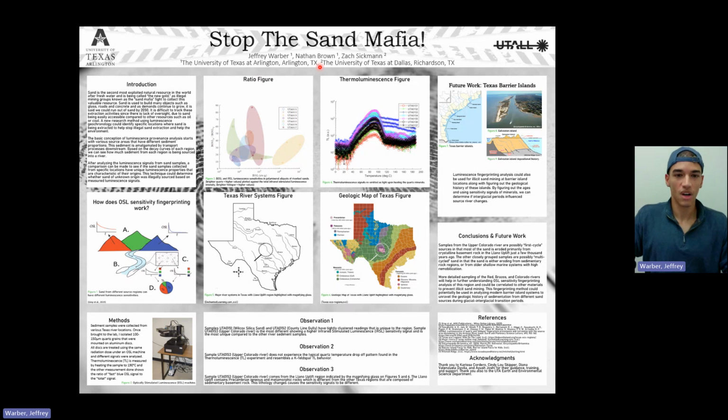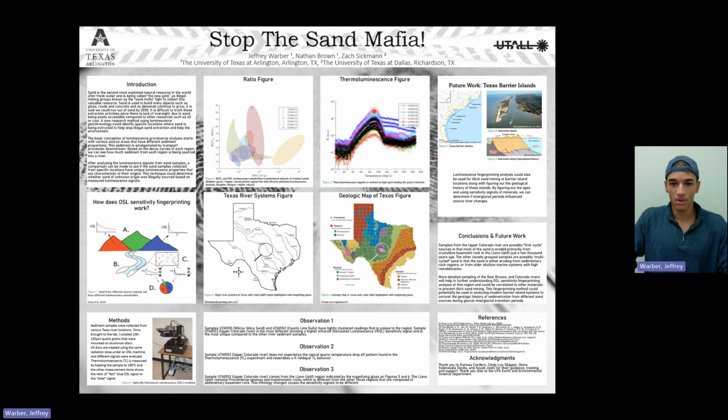So in figure 3, our ratio figure shows us our fast blue OSL signal divided by our total blue OSL signal on the y-axis, and then the x-axis is our infrared luminescence. And the most notable that I'm going to mention is UTA 0153, which is the upper Colorado River. This sample has the highest infrared reading, and in figure 4, this is also the most different.